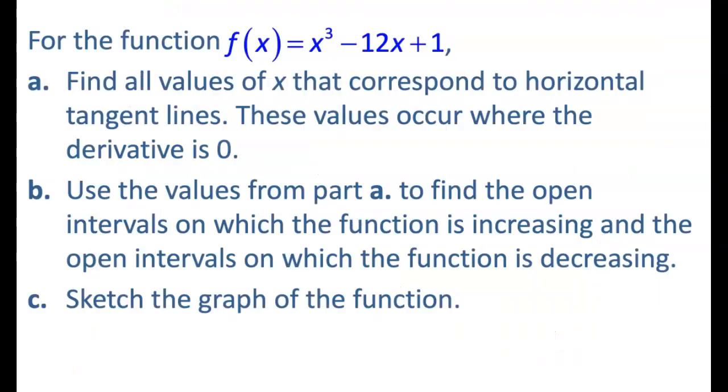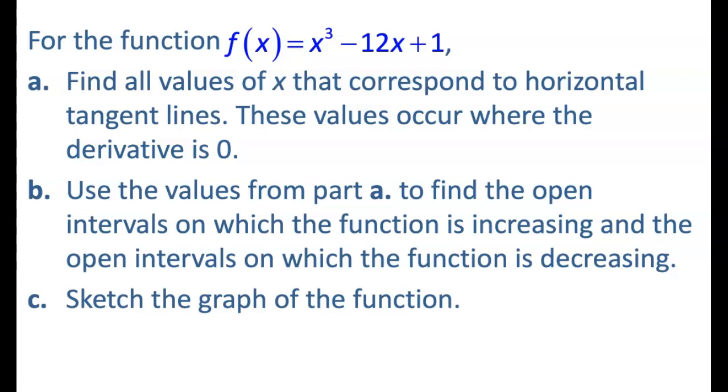So let's look at an example. We've got a function algebraically defined, f of x equals x cubed minus 12x plus 1. You could go and graph it if you wanted to, and then you'd really be able to visualize where the function's increasing and decreasing. But here we're going to use algebra to figure that out. Okay, so part A asks us to find all the values of x that correspond to horizontal tangent lines. So again, remember that's where the function can go from increasing to decreasing or decreasing to increasing. Those values occur where the first derivative is 0. Okay, so we're going to find the derivative like we've been doing in all these other sections, and we'll set that equal to 0 and find that x.